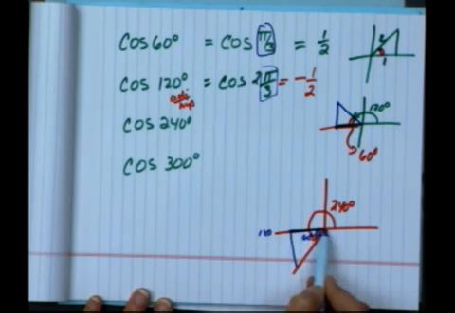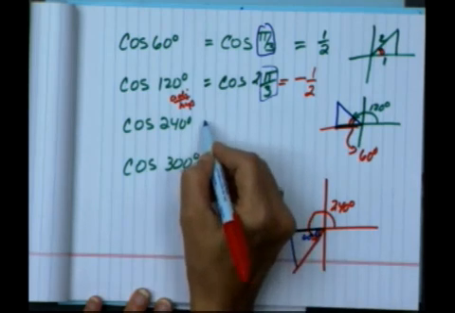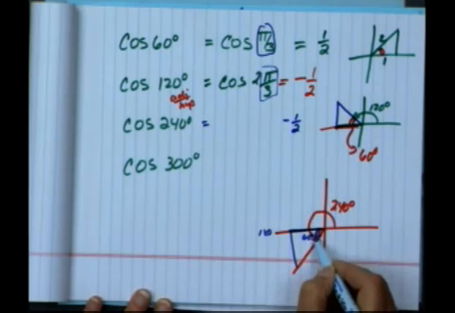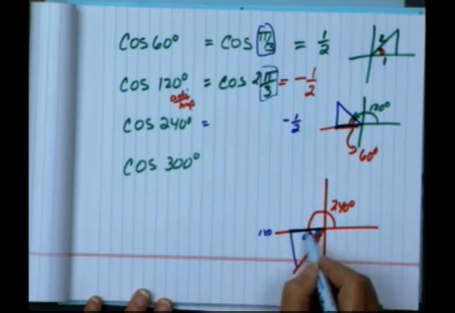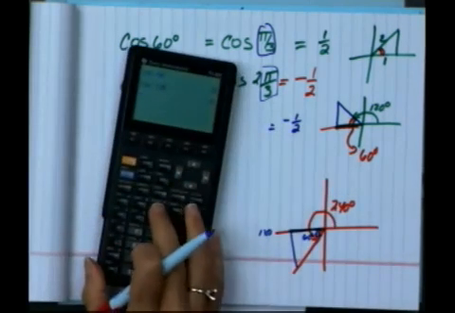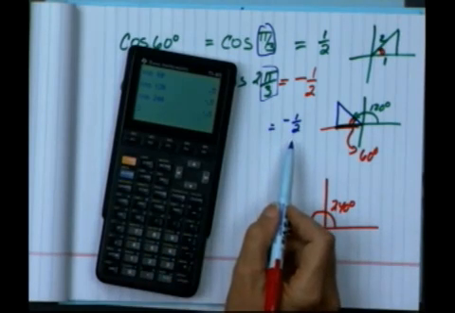Negative, because you've got a negative adjacent side. You're on the negative x-axis. So when I put this in the calculator, it should come out to be negative 1/2, because the reference angle is 60 degrees, and for a 60 degree angle, the cosine is 1/2. But because I'm over in the third quadrant, the adjacent side is negative. So if you put in your calculator cosine 240, we get negative 0.5.